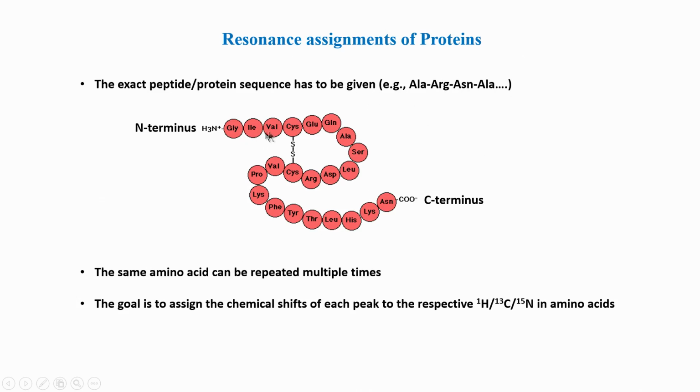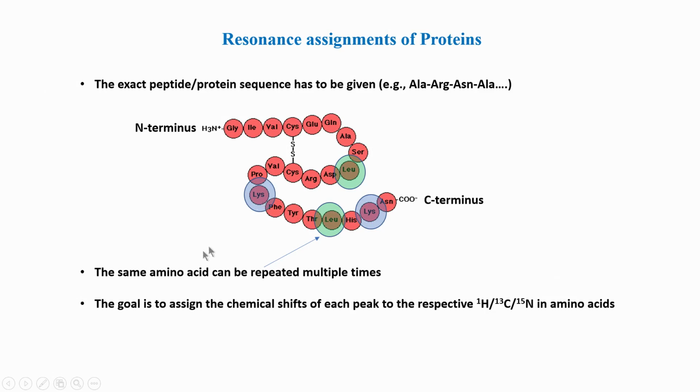You can see here a schematic drawing of some protein. These are different amino acids. One thing you notice in this protein is that some of the amino acids are repeating. For example, leucine is coming twice in this chain. Similarly, you can see lysine is coming twice. Many amino acids are not just twice, they can come multiple times.